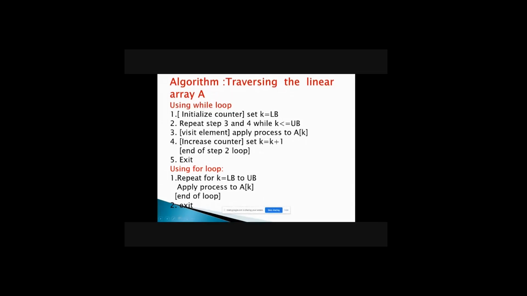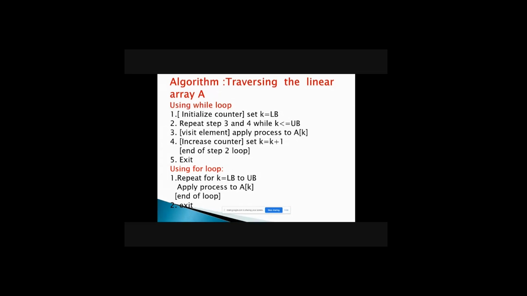Then again go to step 2, check whether k is less than or equal to upper bound. If the condition is true, again apply the process to a of k. So steps 2 to 4 are repeated as long as k is less than or equal to upper bound. Once k becomes greater than the upper bound, come out of the loop. That is the end of the loop, and come out of the algorithm. That says that you have visited all the elements in the array, from the lower bound position to the upper bound position. So this is using the while loop.